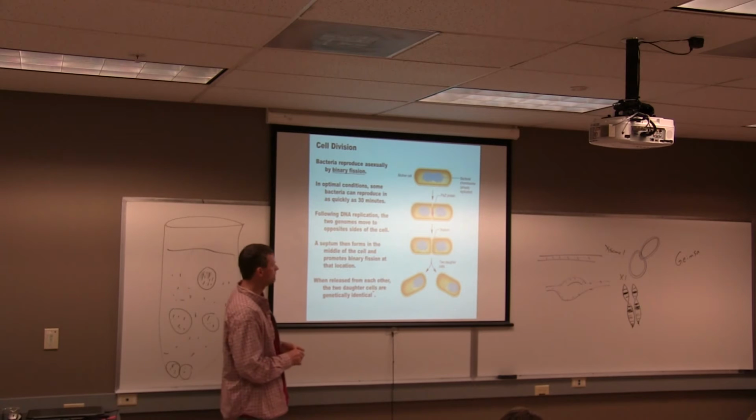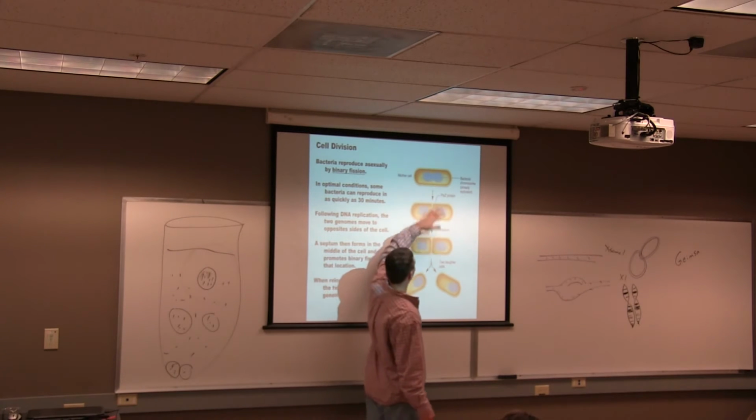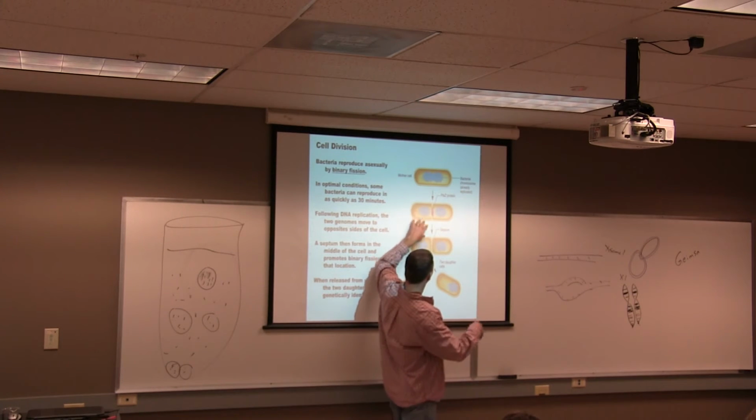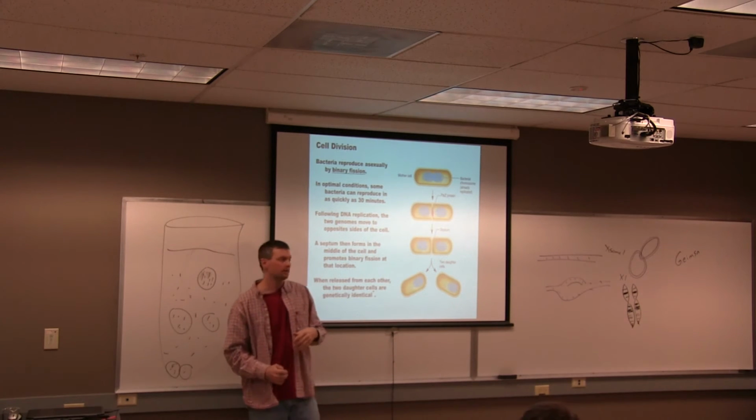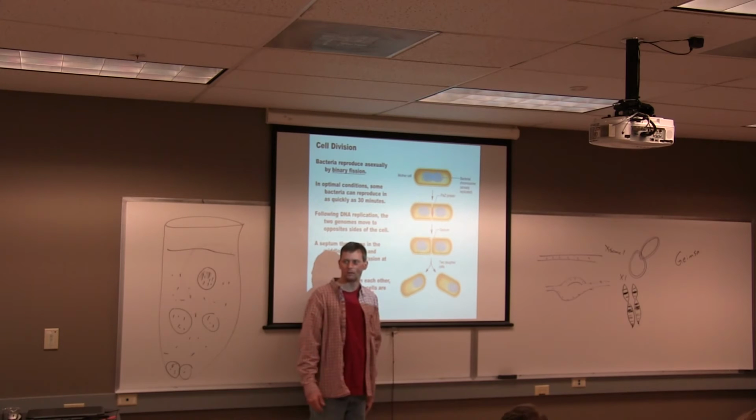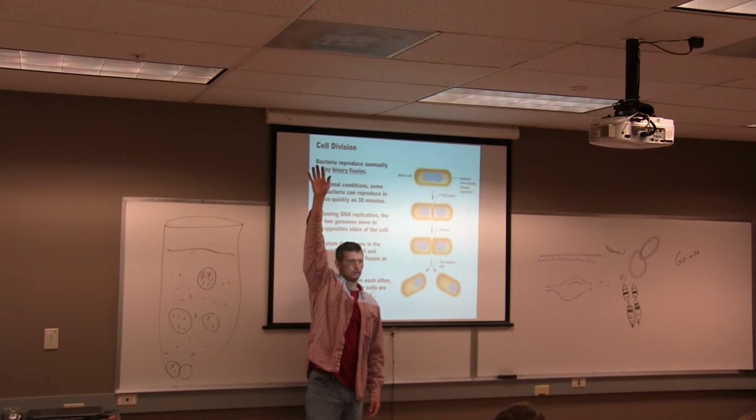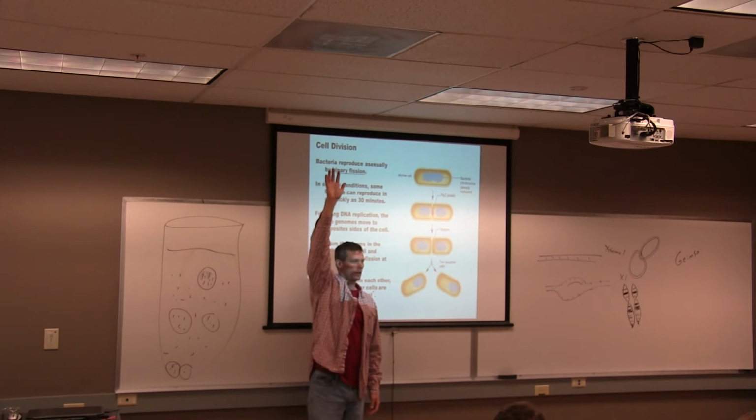Whereas bacteria divide by binary fission, they duplicate this, the chromosomes go to opposite poles, they build a cell wall in between, the cells go off and they do their own thing. These are genetically identical organisms, right? Who says they're genetically identical? Yeah, that's what we say in General Biology 1.